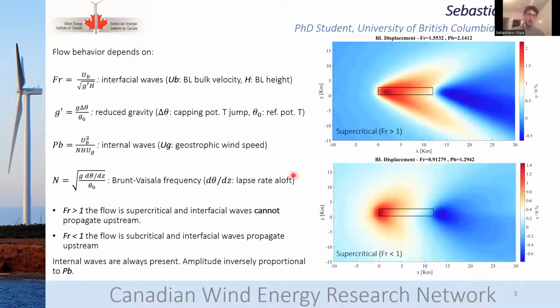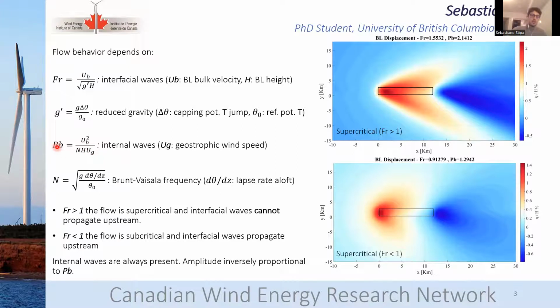So basically the flow behavior depends on the Froude number, which is evaluated using a bulk boundary layer velocity, reduced gravity G prime, and the boundary layer height. This regulates the physics of the interfacial waves. There is another number, which regulates the physics of the internal wave, which is based on the bulk velocity, again, the Brunt-Väisälä frequency, which takes into account the lapse rate, d theta over dz above the boundary layer, and the boundary layer height and the geostrophic wind above the boundary layer.